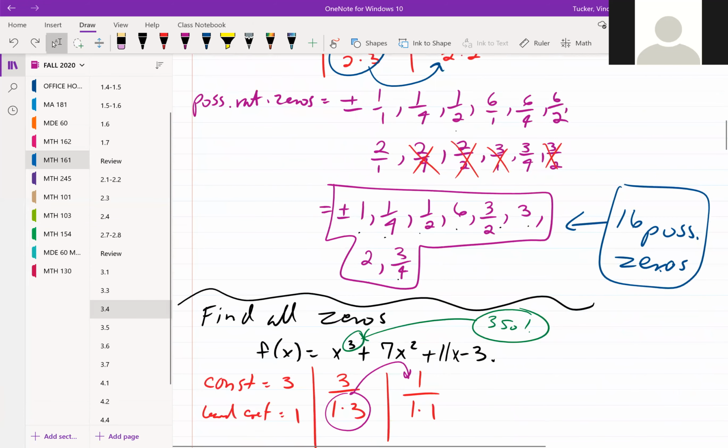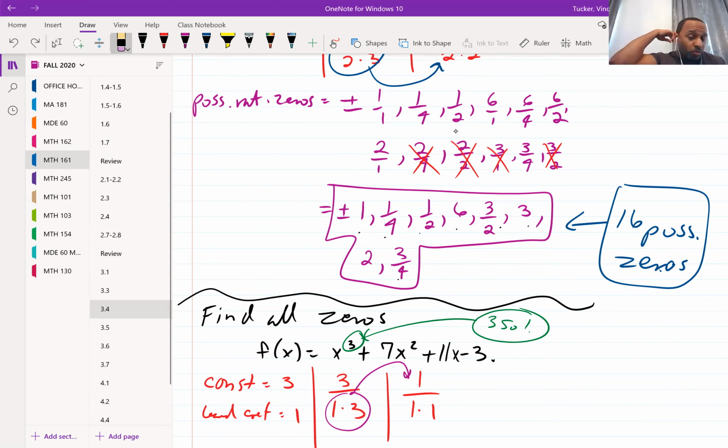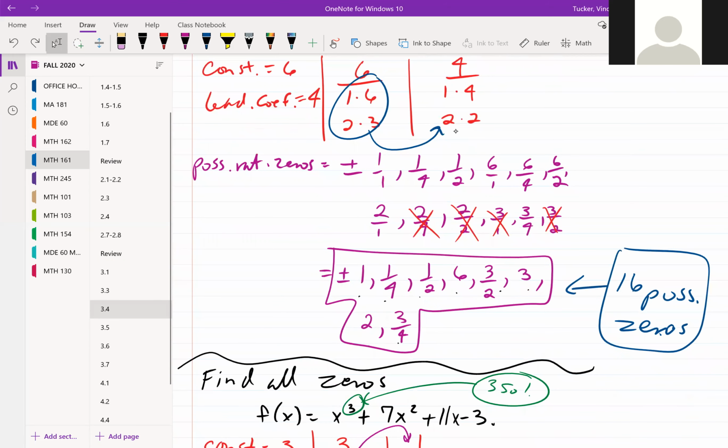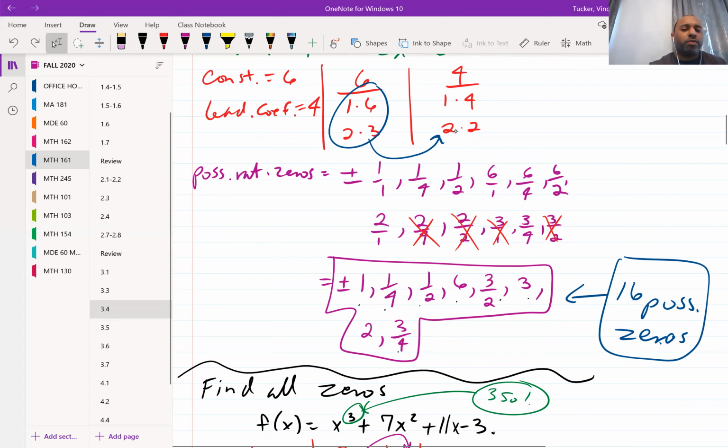Professor Tucker, we multiply the denominators. No. Why you say that? Like I see 1, then 1/4, 1/2, 6/1, 6/2. 4 times 2 is 8. I'm trying to figure out, so what are you trying to do? Just wanna know how you're getting 16.